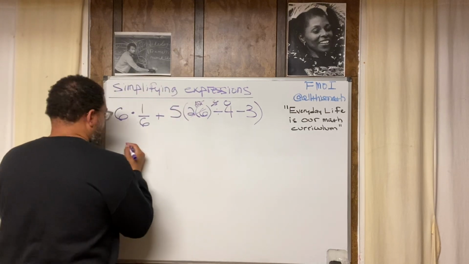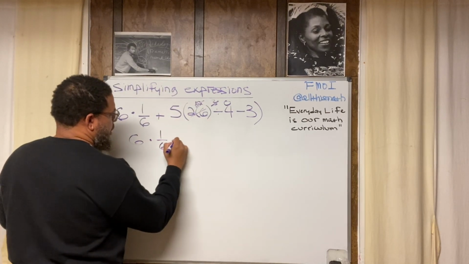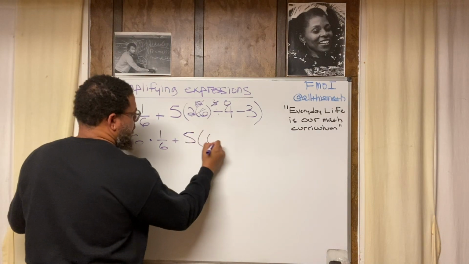Now let's rewrite this problem. I got 6 times 1/6 plus 5 times 0.